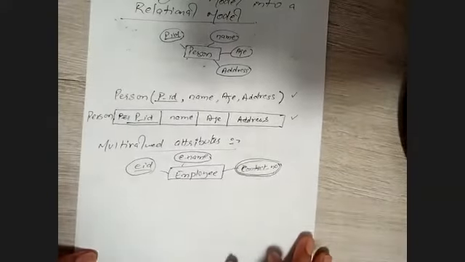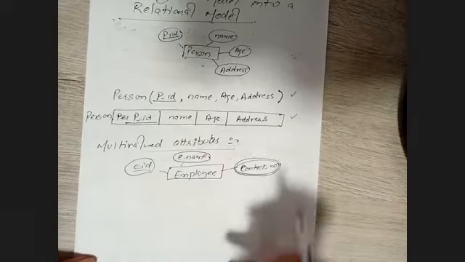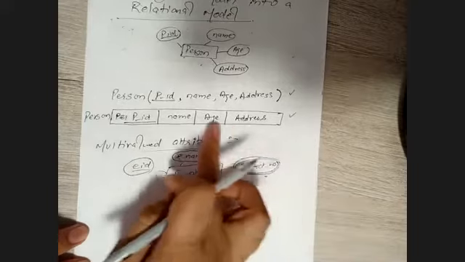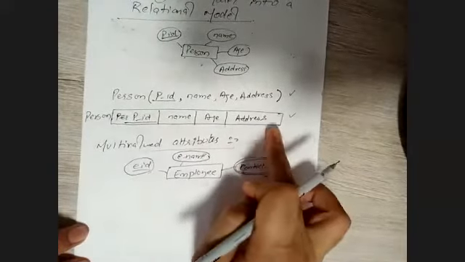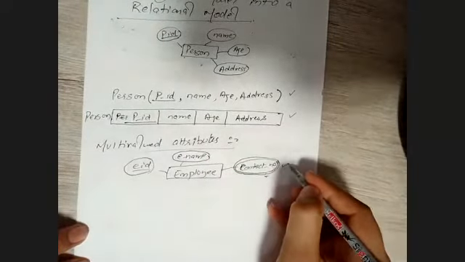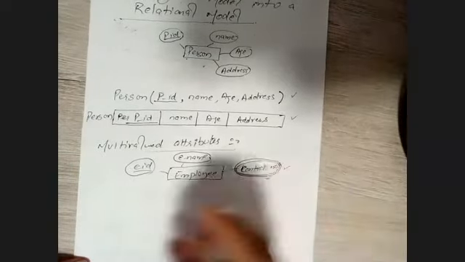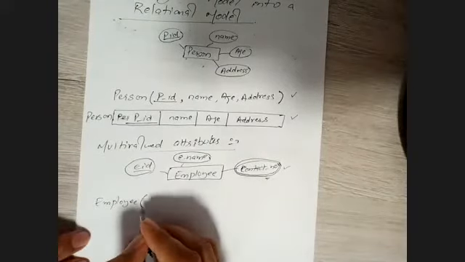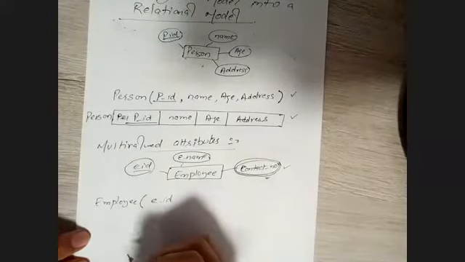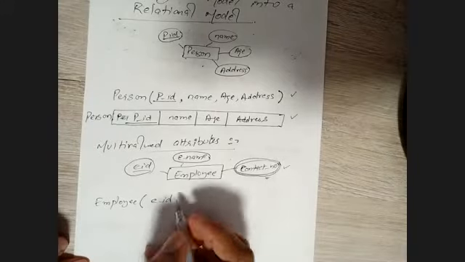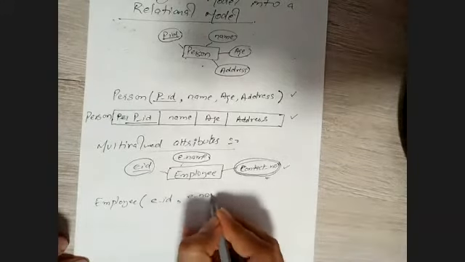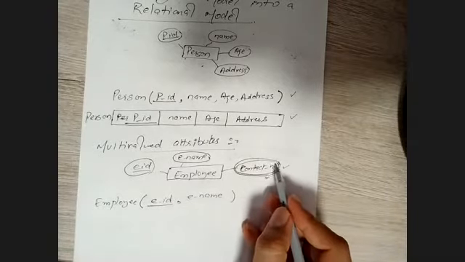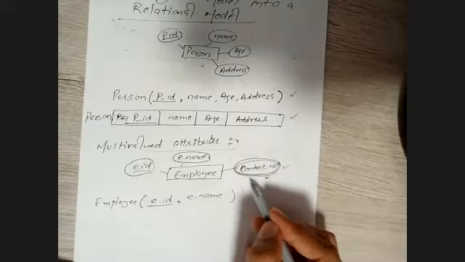Remember and understand one thing. Whenever you're writing a multi-valued attribute, in the notation part, you need to draw a new table for this multi-valued attribute. For example, we have employee here, and the employee is having employee ID, employee name. Employee ID is the key, but contact number is also there, and we saw contact number is a multi-valued attribute.